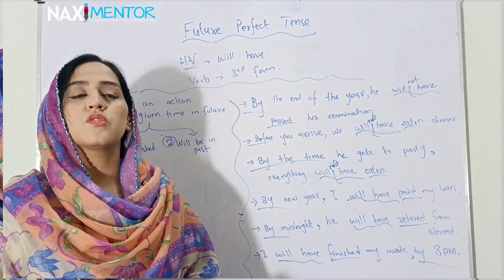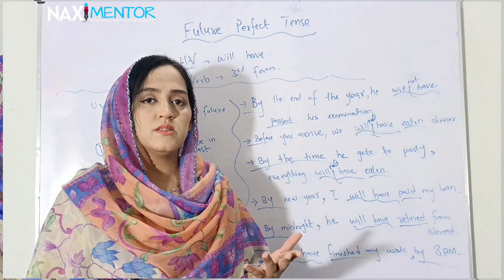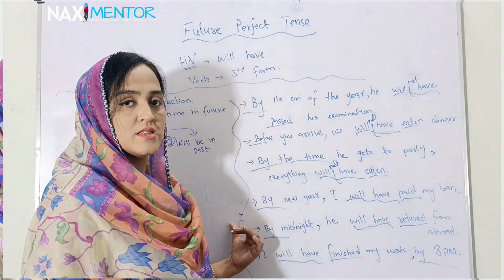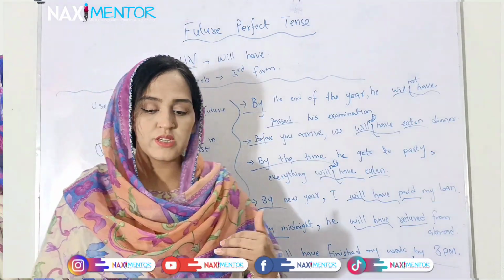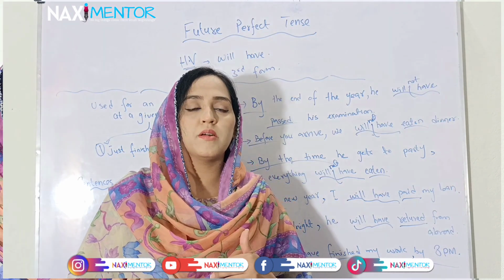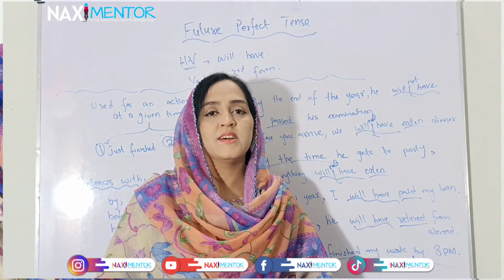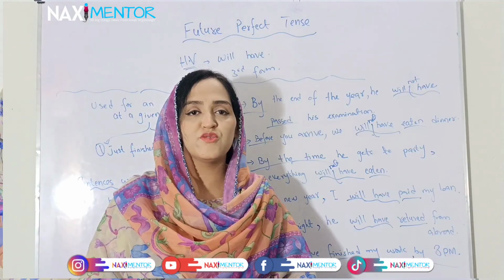For making the interrogative, that is, questions of these sentences, we can bring will to the start and use a question word where needed. For example, how will, when will, where will, etc. That's all about the future perfect tense.